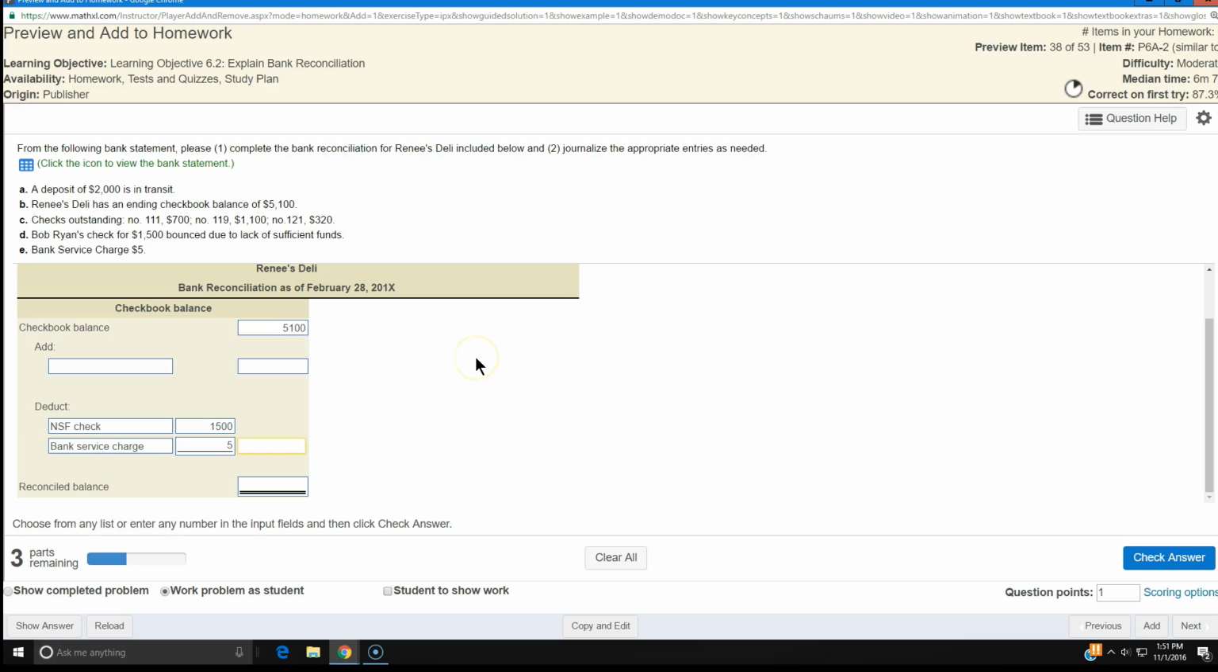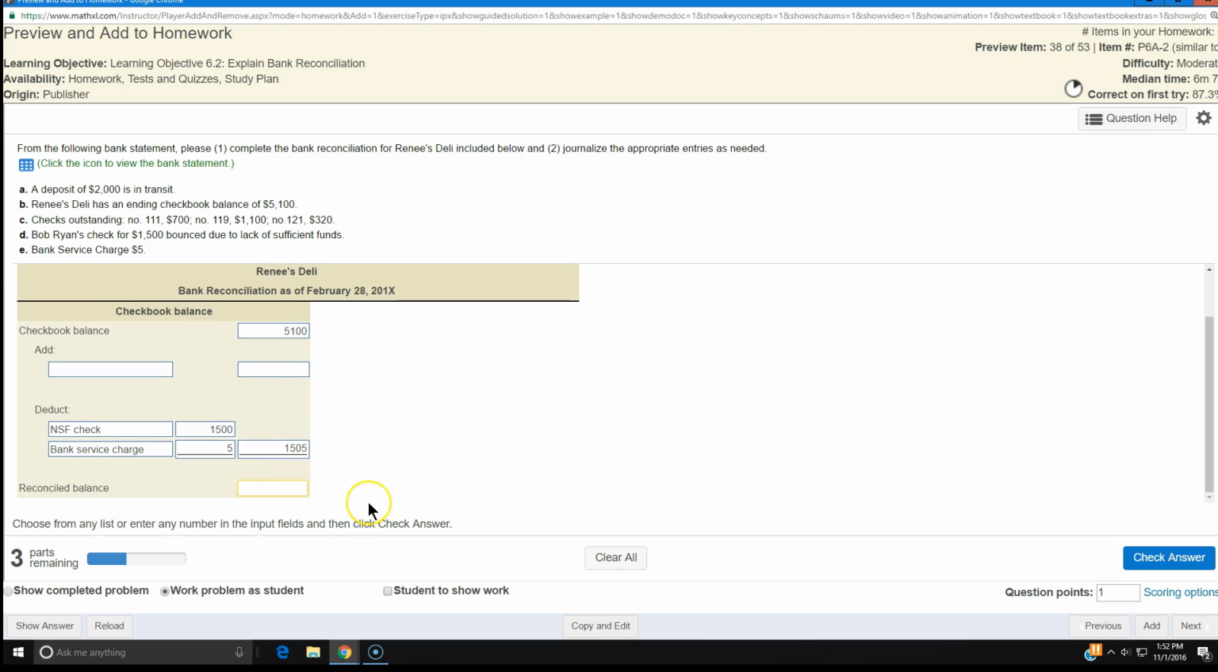So there's a total of $1,505 that has been deducted, so what we need to do is subtract the $1,505 from the $5,100, and that amount is $3,595. So that should be correct, unless I did something wrong. There were no additions to the checkbook side.